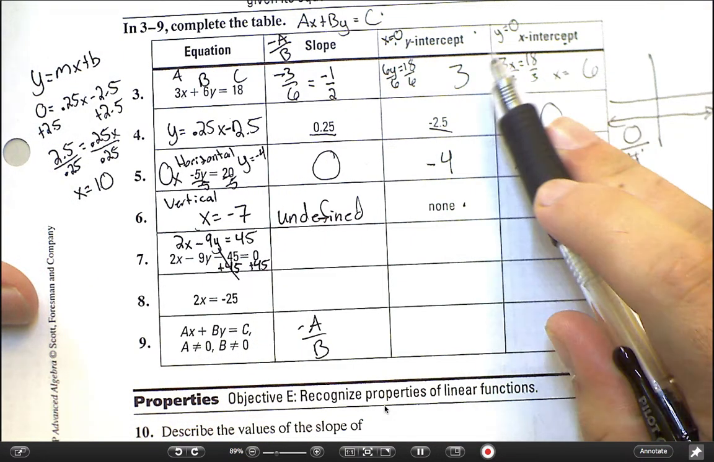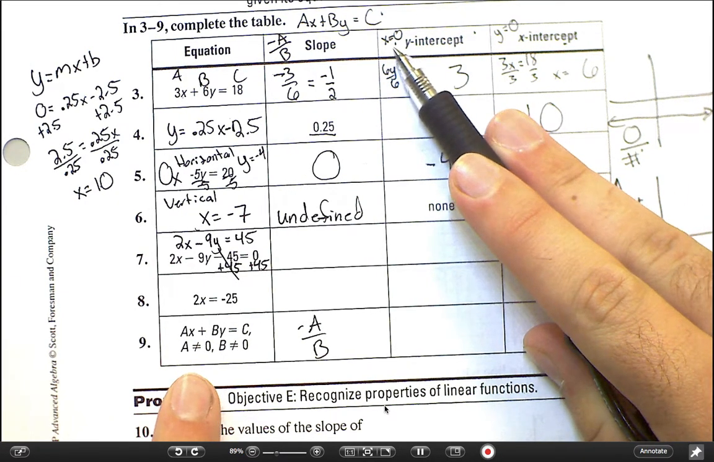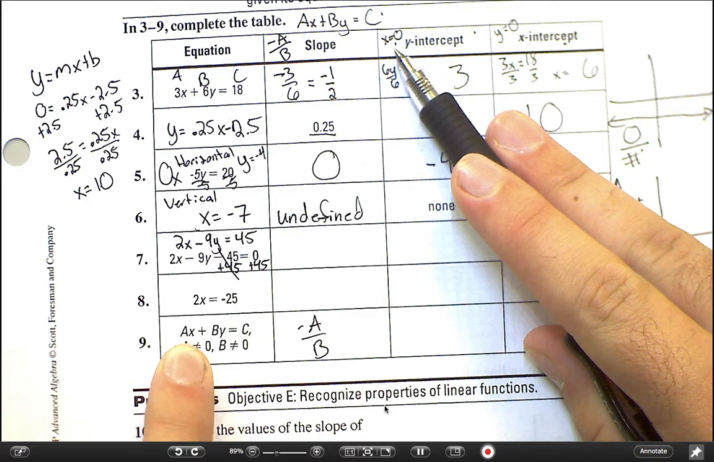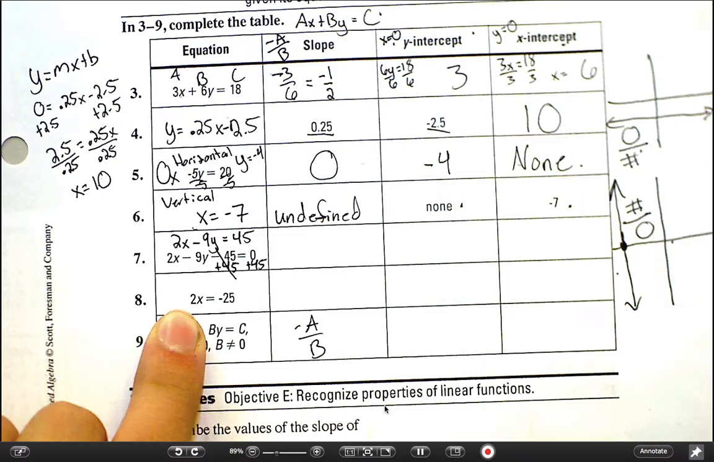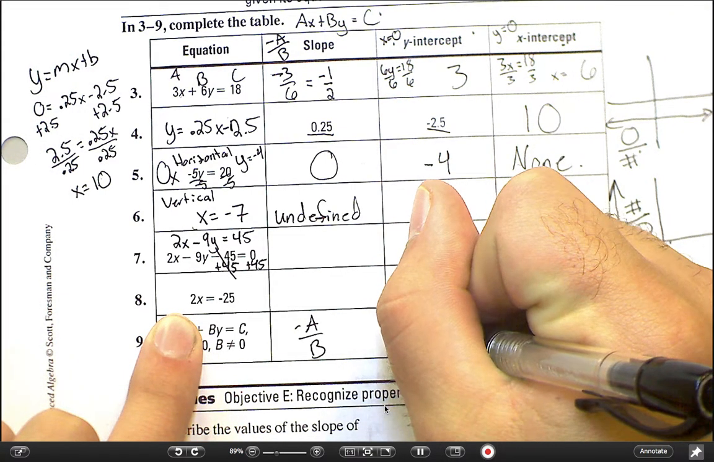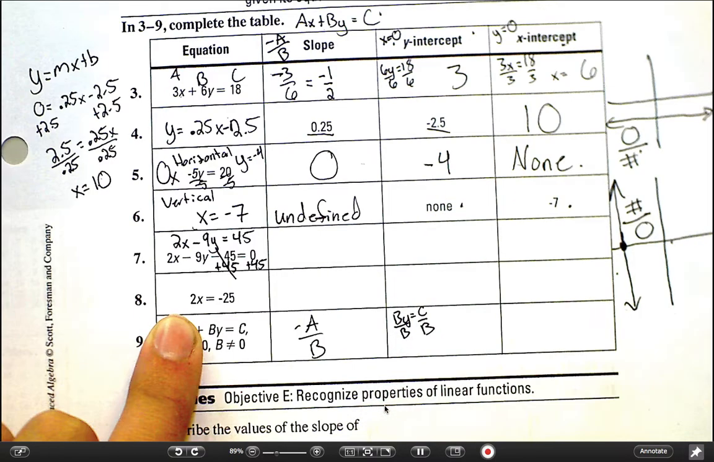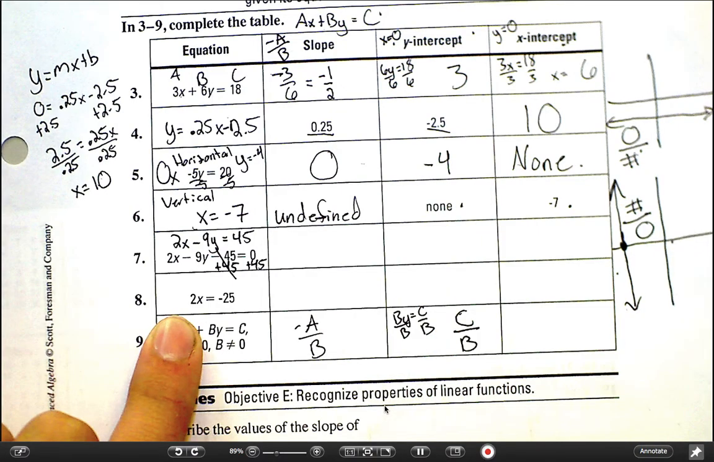And for our x and y-intercepts, though, we can do a little bit of work here. For our y-intercept, our x equals 0. We know that. So for ax, I'm going to plug 0 in for x, which means I'm going to get rid of that entire term, and I have by is equal to c. Now if by is equal to c, if I want to get y by itself, I would divide by b on both sides. So y here is going to equal c over b.